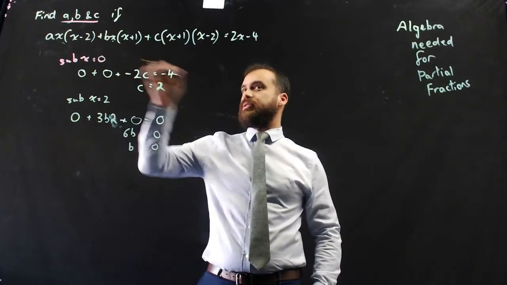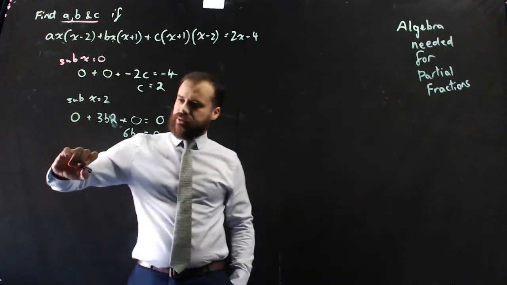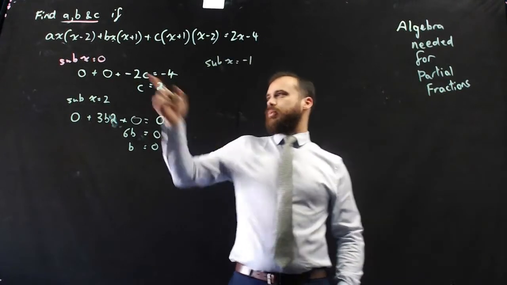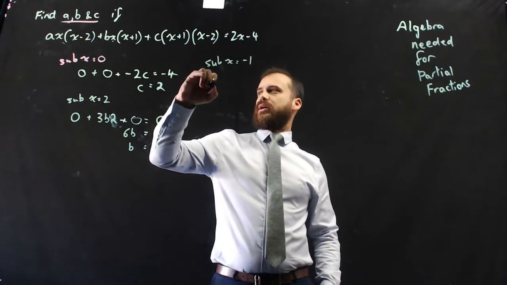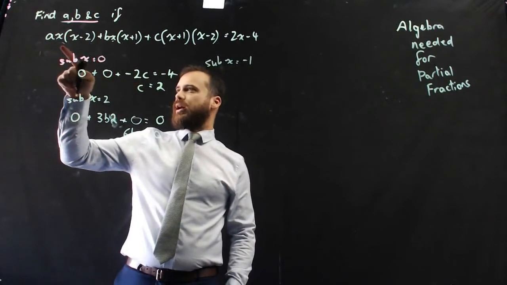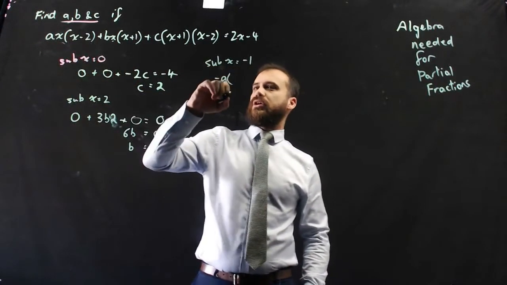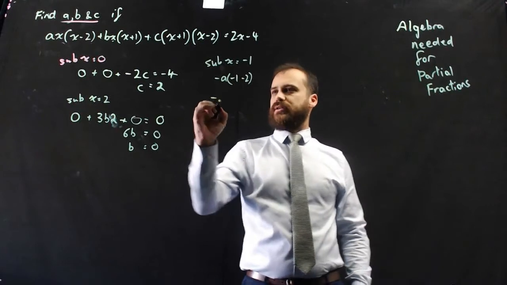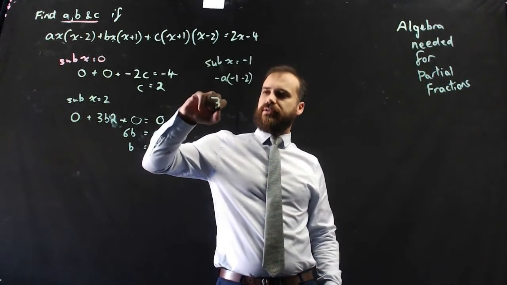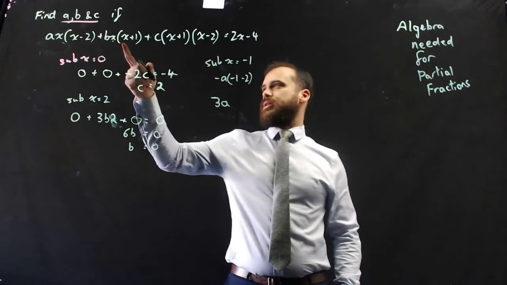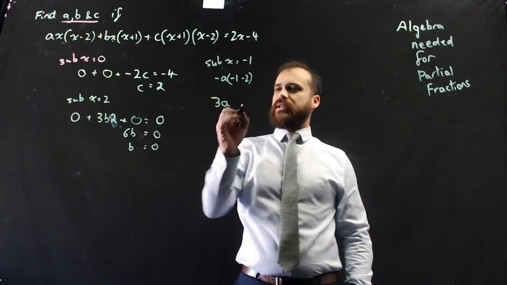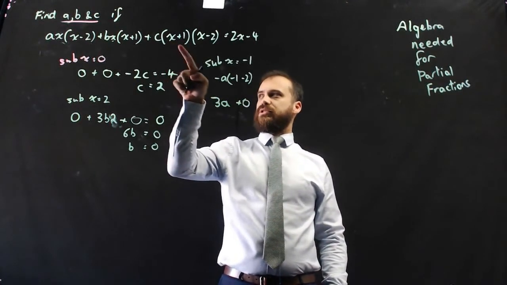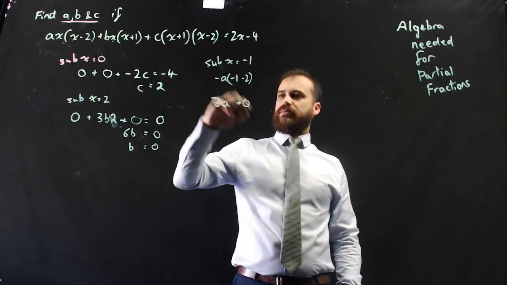Finally, I can let x equal negative 1 here. If I let x equal negative 1, let's do it up here. Sub x equals negative 1. We're going to end up with negative 1a, or negative a, times negative 1, negative 2. So that's negative 3a. Positive 3a, sorry. The negative 1 here is going to be negative 1 plus 1, which is 0, so that's all going to cancel out. And if I put a negative 1 in here, that's going to become 0 as well. So we're just going to end up with 0.